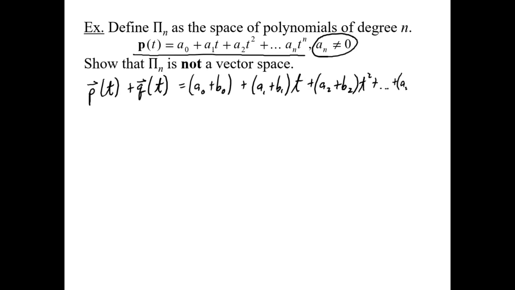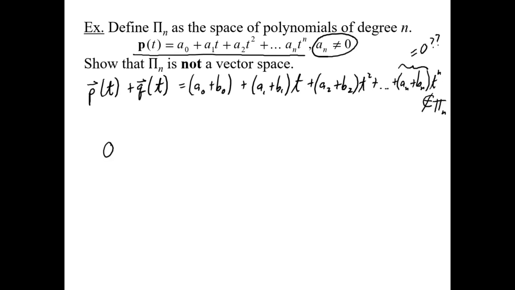And then an plus bn times t to the n. Well, again, there is a possibility that this could equal 0. Okay, I'm going to put a question mark. Not always, but there's a possibility, right? An could be anything, bn could be anything. So this is not an element of pi n, right? Because if that coefficient was 0, now the polynomial is no longer degree n.